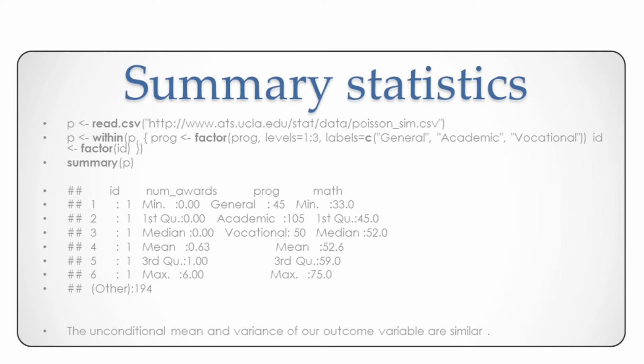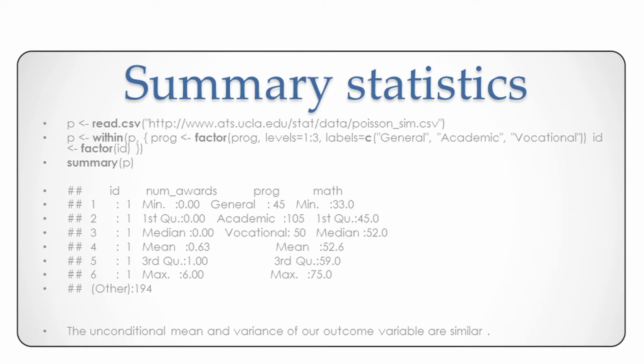So for NUM awards, for example, you can see that the median number of awards is still 0, the mean number of awards is 0.63. So this suggests that the data is slightly skewed because the mean is larger than the median. The maximum awards is 6 while the minimum is 0.